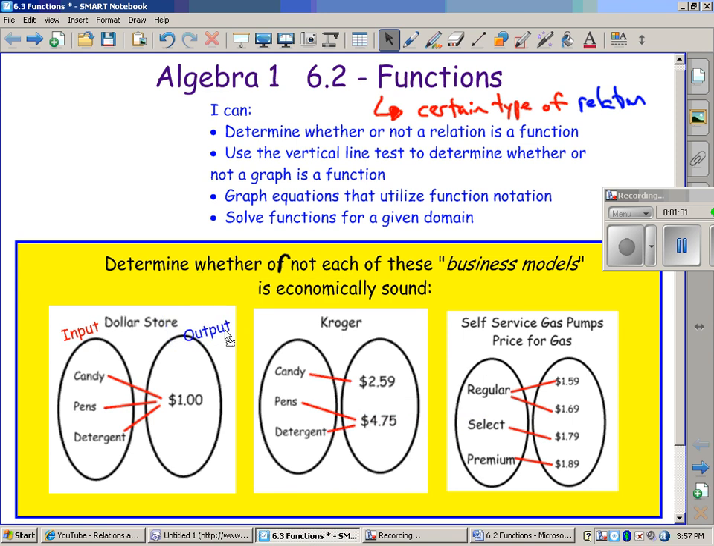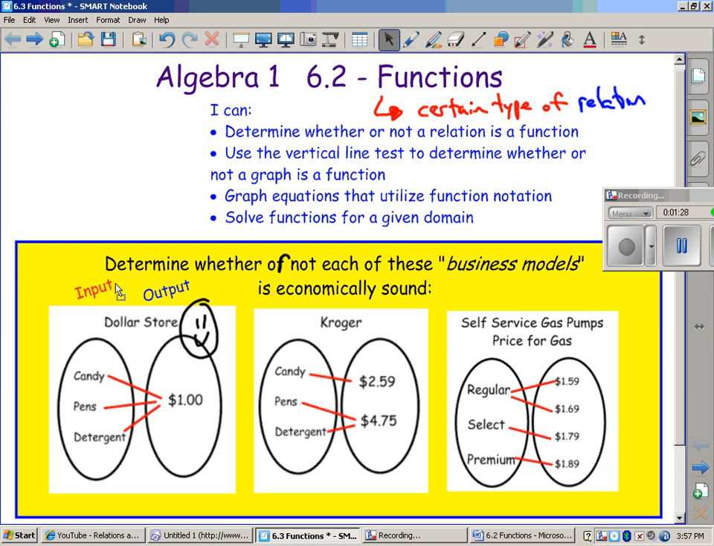And this is an output at the dollar store. So, for instance, in the cash register, if you input candy at the dollar store, at the register, the output's going to say it's $1. You input pens at the register, output says it's $1. You input detergent at the dollar store, output again is $1. Now, my question to you is that economically sound? And the answer is yes, that's how the dollar store works.